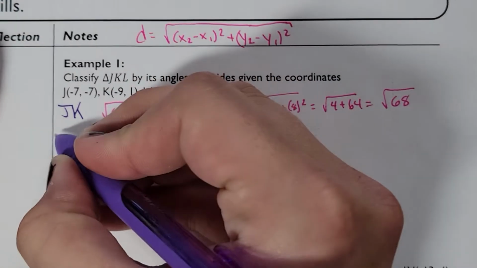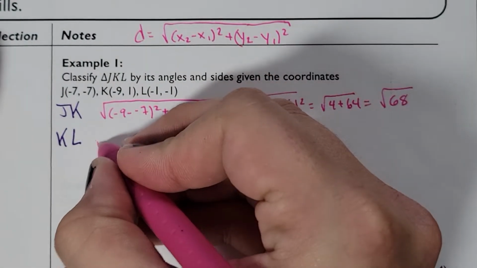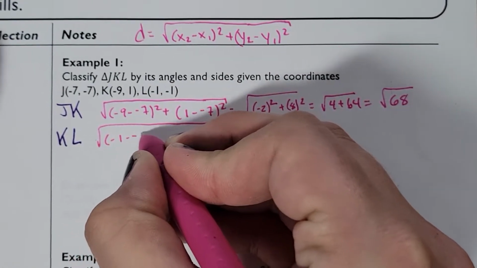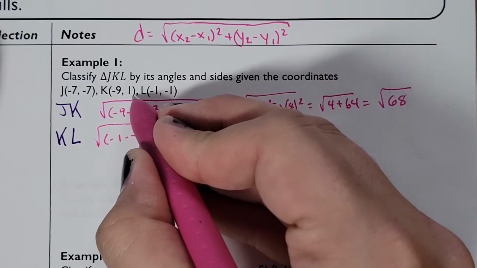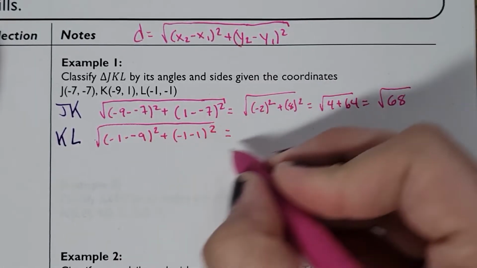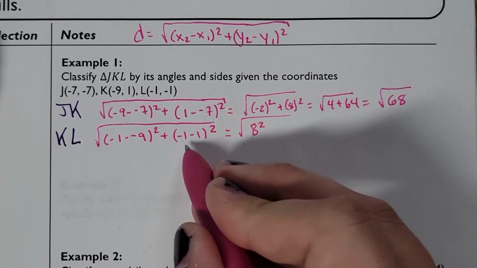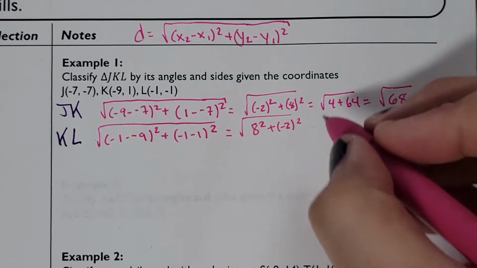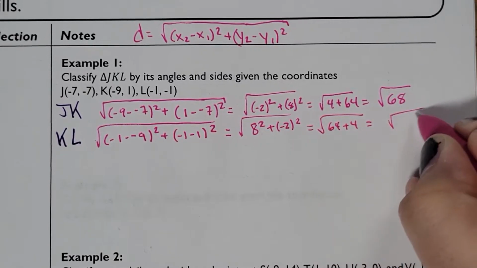So I did J to K. Let's go K to L next. So K to L, we're going to do the same thing. x2 minus x1. So I've got negative 1 minus negative 9 squared plus negative 1 minus 1 for y squared. Right here, negative 1 plus 9 is going to give me 8 squared. Here I got negative 1 and negative 1 again, so I'm going to get negative 2 squared. Those numbers look familiar, don't they? So we get 64 plus 4, and again, I get square root of 68.